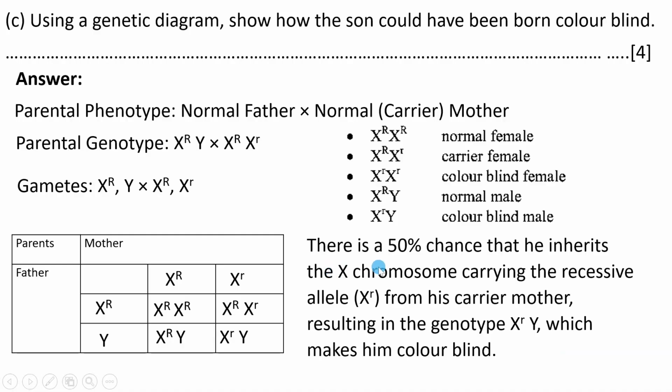So we are saying there is a 50% chance that he inherits the X chromosome carrying the recessive allele, this one, from his carrier mother, resulting in the genotype, this one, which makes him color blind. So this one, the one which makes this son. So where did this one come from? Came from the mother. Okay, as the father was normal, so the father did not carry that one.